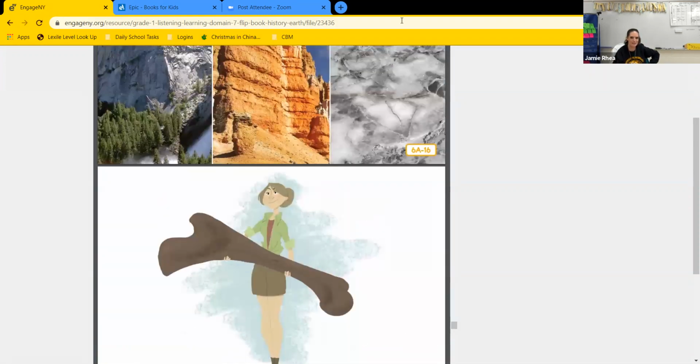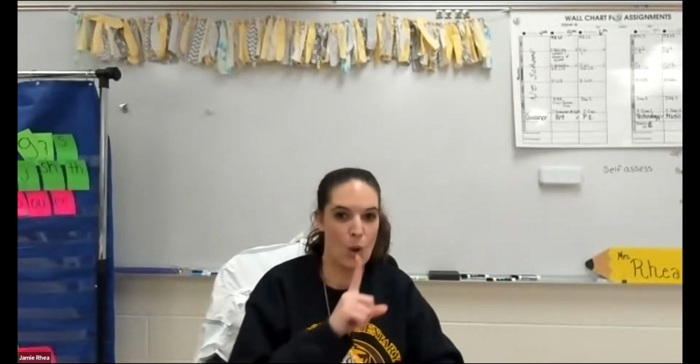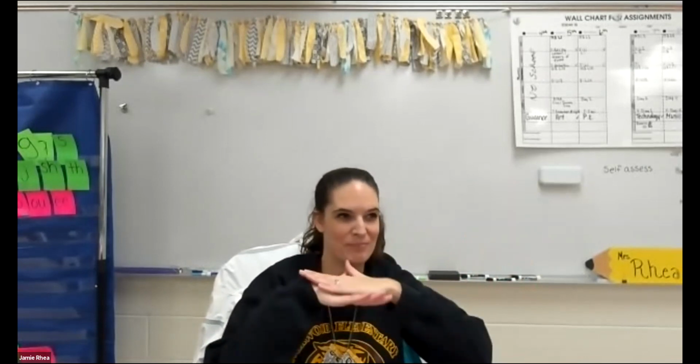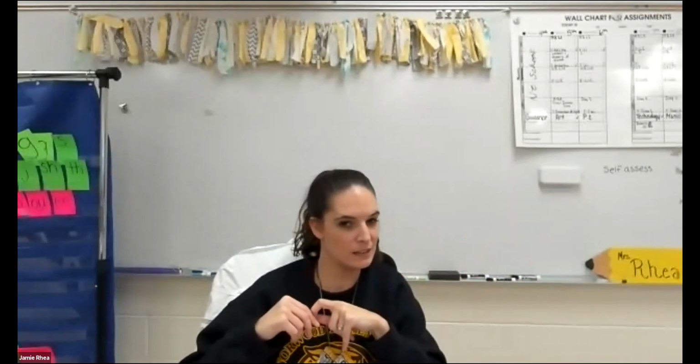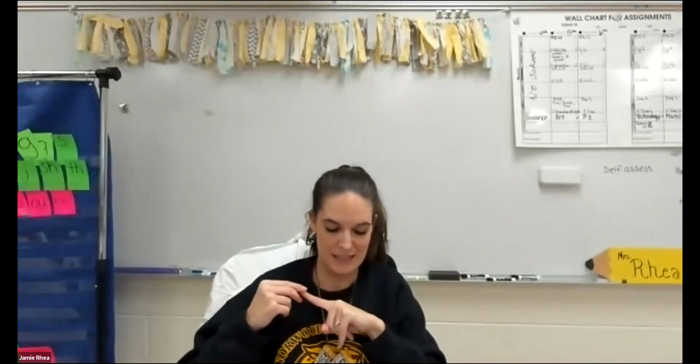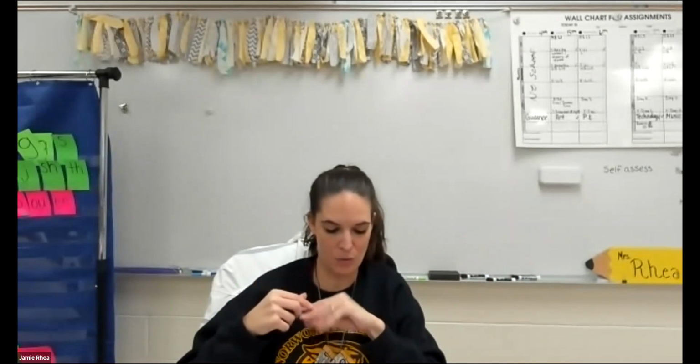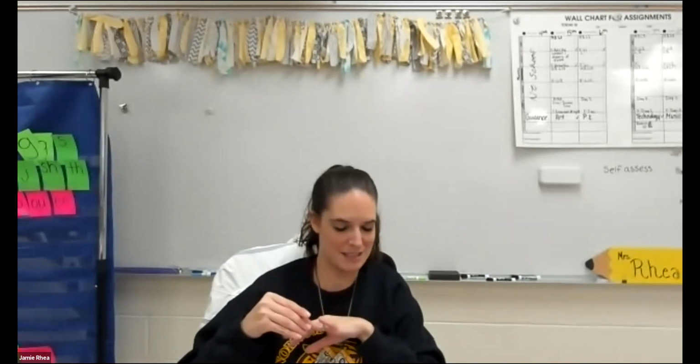All right, friends, now it's time for us to review what we've learned today. So let's talk. What are the three types of rock we learned about today? Igneous, sedimentary, metamorphic. How are igneous rocks formed? Remember, igneous means fire. Igneous rocks are formed from hot magma or lava that cools and hardens.